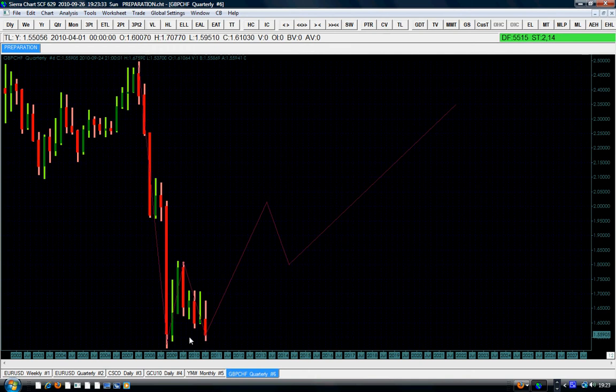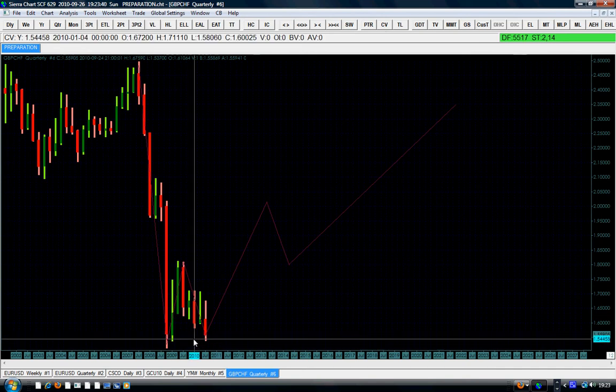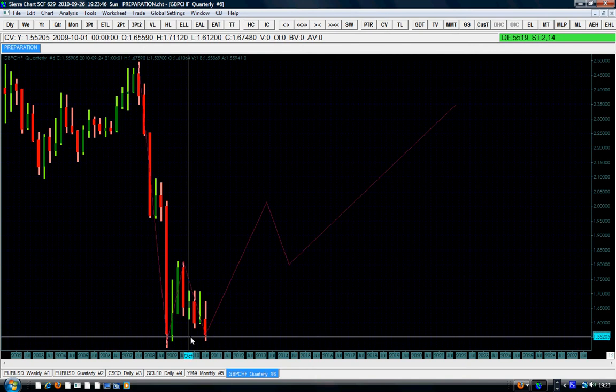This is the quarterly chart. If you look carefully on this chart, this level here is the key level you need to remember. This level here is 15500. This is the key level you need to remember, where the white horizontal line is.